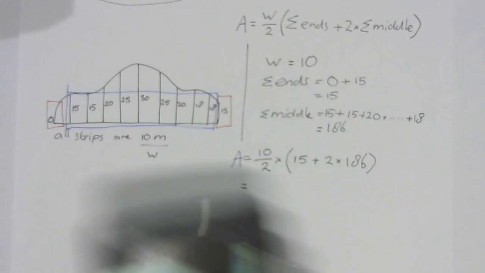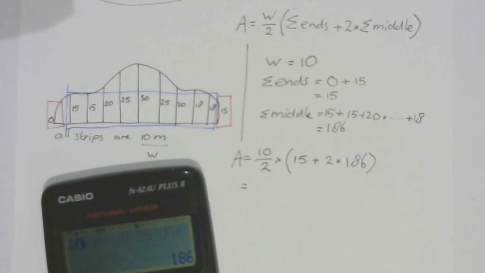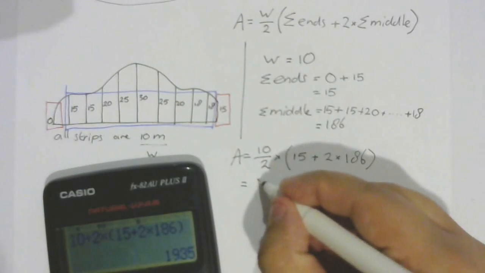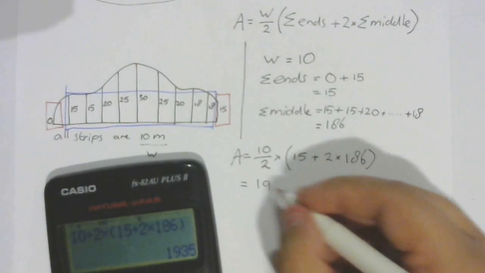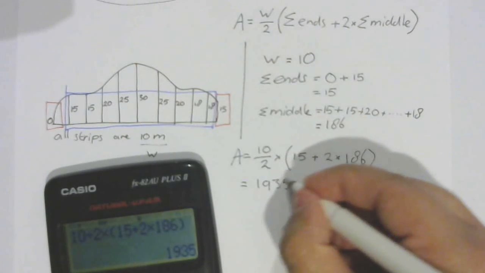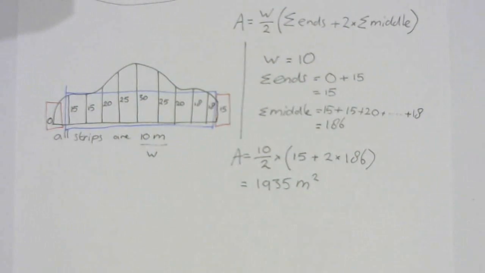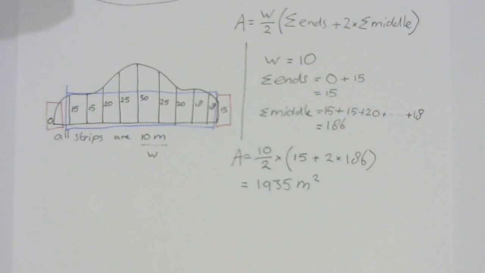Let's stick that on our calculator. 10 divided by 2 times, open bracket, 15 plus 2 times 186, close bracket. Please make sure you put all those brackets in the right place. Equals 1,935 square meters. And that is how you calculate the area of an irregular shape using the trapezoidal rule.